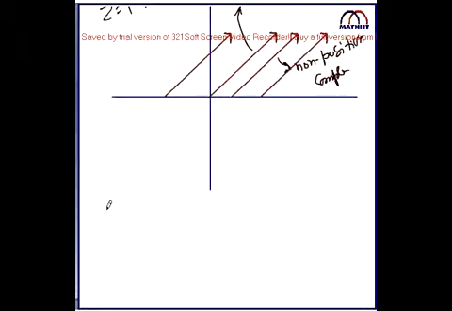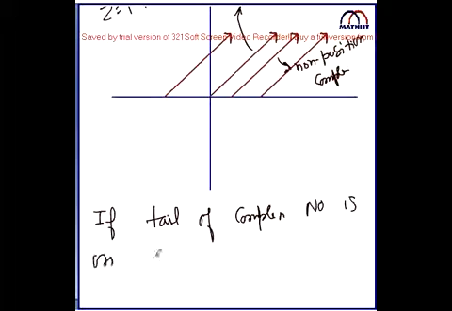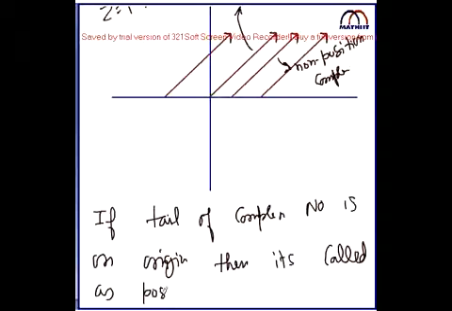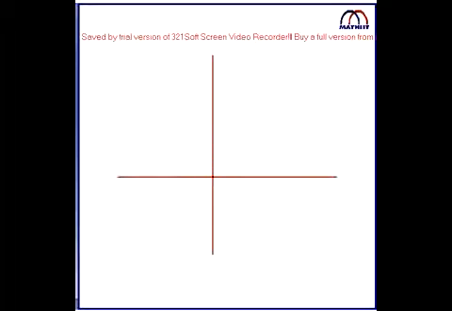It's very simple. If the tail of the complex number is on the origin, then it's called the position complex number. Are you getting my point? If the tail of the complex number is on the origin, then it's called the position complex number. Otherwise, it will be called the non-position complex number. If anybody asks you to identify whether it is a position or non-position complex number, I hope you can easily identify it.